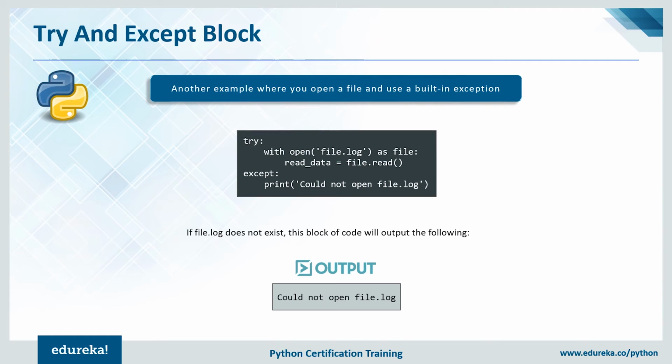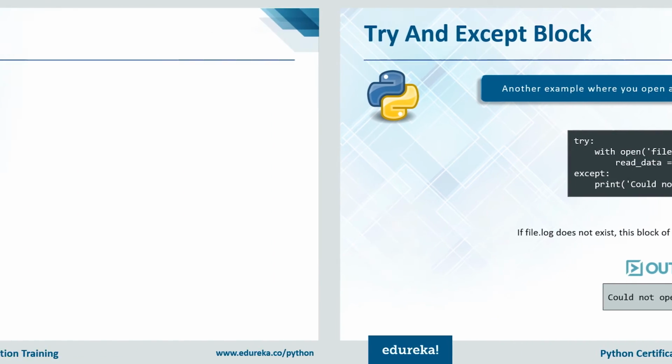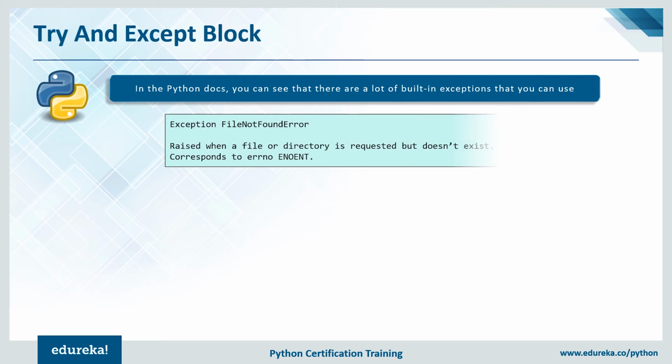Well guys, basically if the file.log does not exist, the block will give you this output, right? So it says the file could not be opened. Well, this is an informative message and our Python program is still able to continue to run. It has not crashed, right? Well, in the Python documentation, you can see that there are a lot of built-in exceptions that you can make use of. And here is one exception that I have for you guys that you can check out.